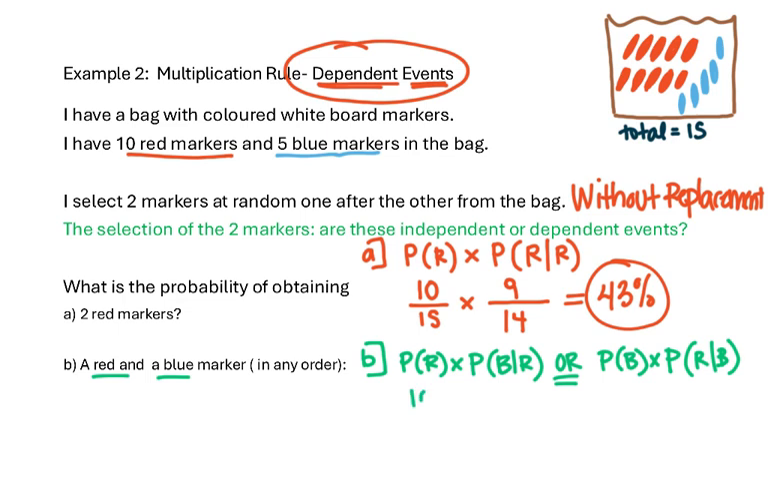In the beginning, the first one's easy. 10 out of 15 are red. But if we pulled a red out, there's only 14 left over, but there's still 5 blue markers, times the probability of a blue. Plus, if instead we pulled a blue first, that's 5 out of 15, times the probability of a red. So after we picked that first blue, there's only 14 left, but there's still 10 reds we could choose from, which is about 48%.